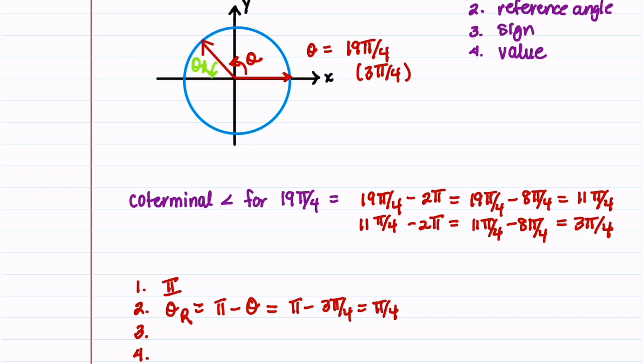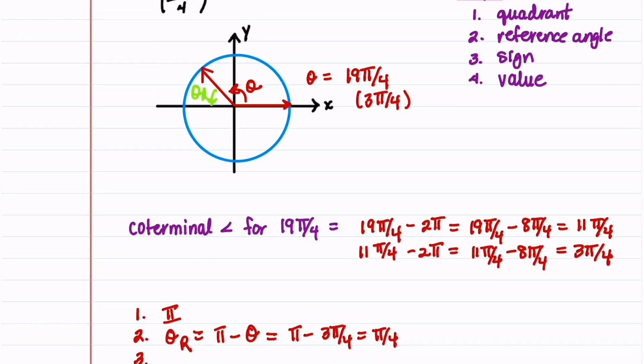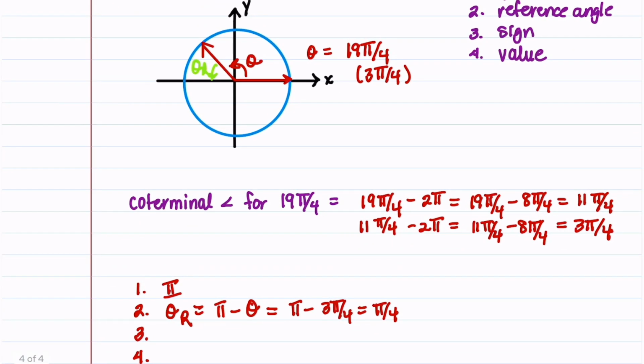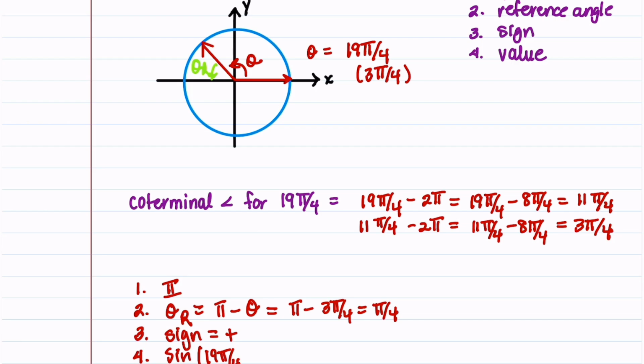Our step 3 is to find the sign of sine in the second quadrant. So the sine is positive in the second quadrant. And then our last step is to find the value of the function. So sine of 19 pi over 4 is positive the sine of the reference angle, which is pi over 4, and we know that to be the square root of 2 over 2.